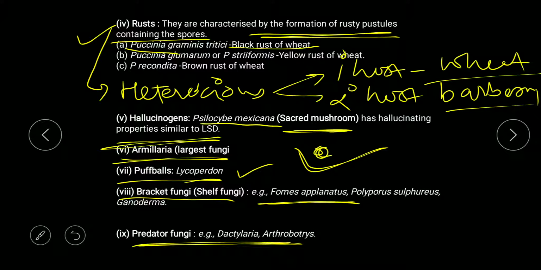In NCERT, as you will see, there are not too many examples like I have discussed. But the examples and genera you should remember, and you should have an idea that puffballs and hallucinogens all belong to this. Okay, so now this is up to the Basidiomycetes.